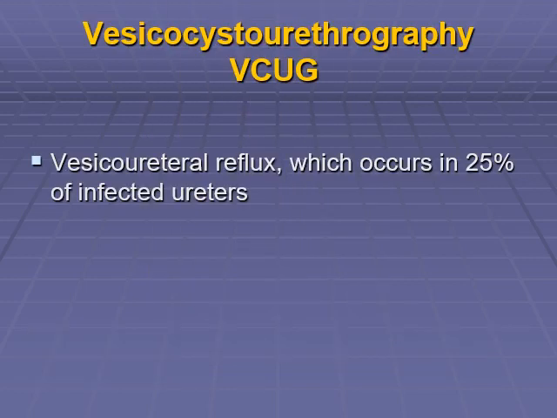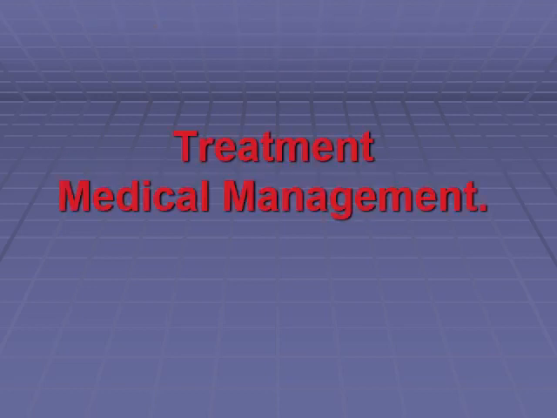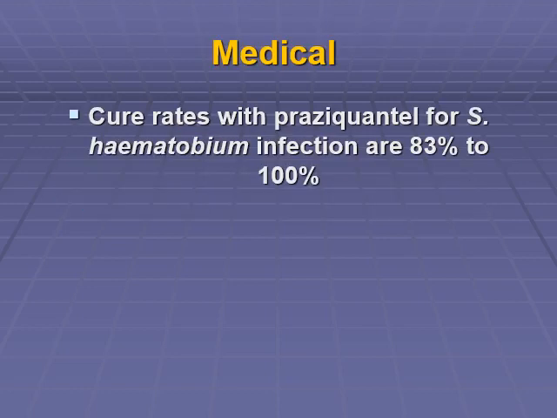What about the VCUG, which is done for detection of the vesicoureteral reflux, which occurs in about 25% of affected ureters? What about the treatment? Treatment is in the form of praziquantel, which has a cure rate from 83% to 100%.